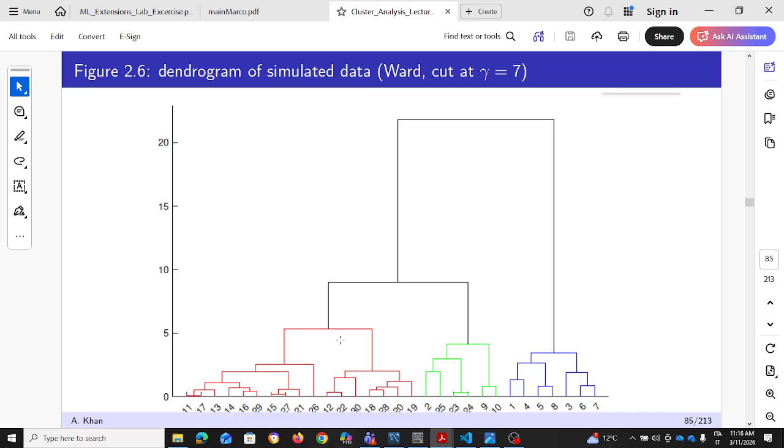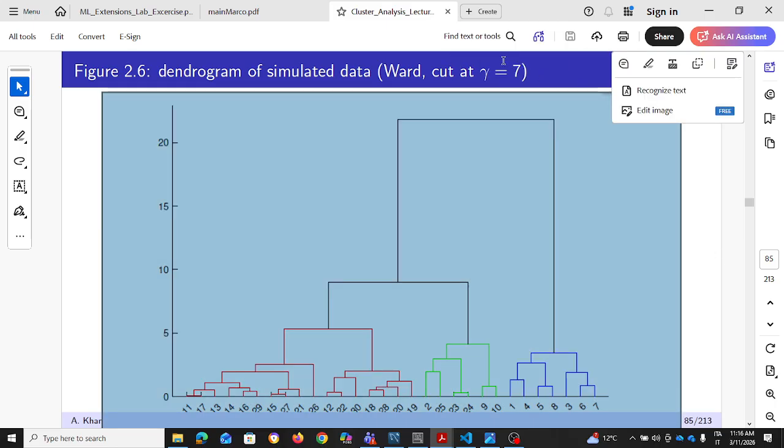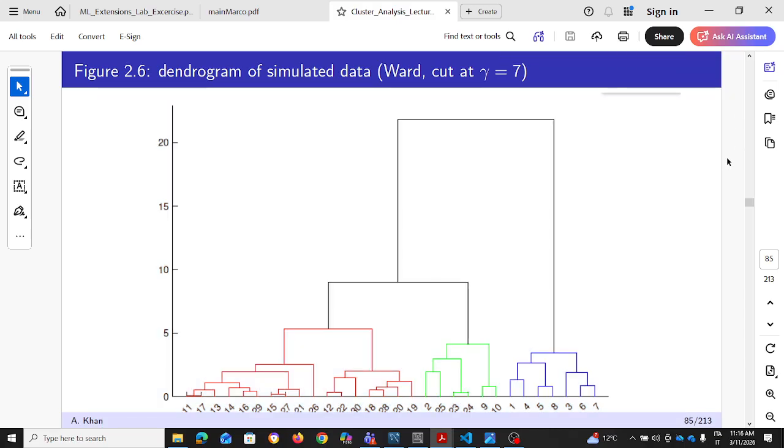So in this case, how many clusters are we considering? 3. The red one, the green, the blue. Why? Because we had a cutoff value of 7. If we had chosen any other cutoff value, our interpretation results would have been different.